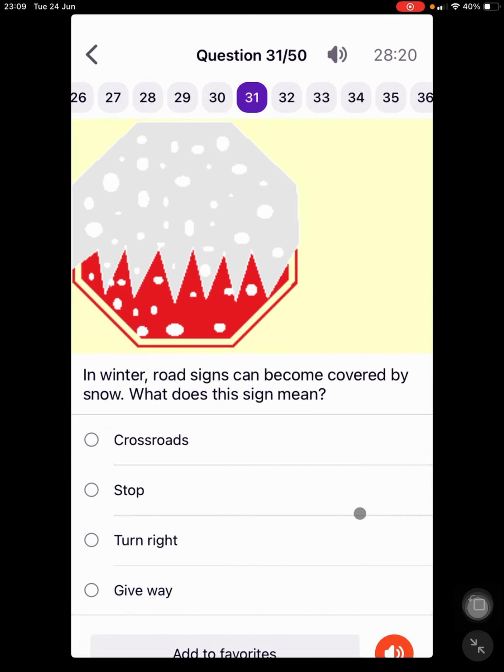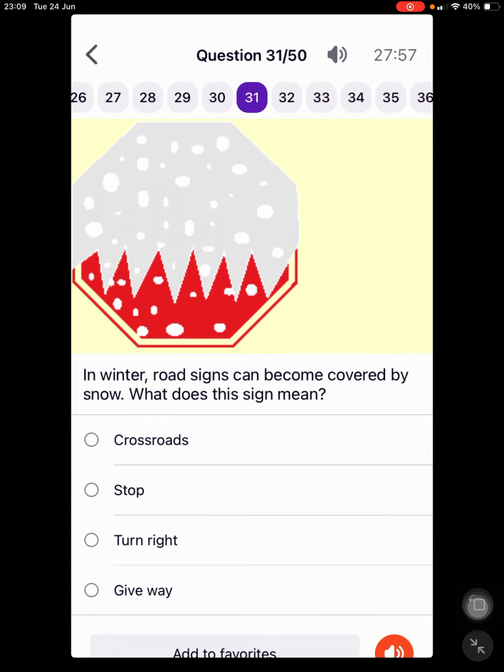In winter, road signs can become covered by snow. What does this sign mean? Crossroads. Stop. Turn right. Give way. In winter, road signs can become covered by snow. What does this sign mean?